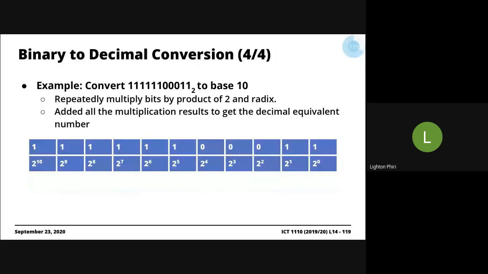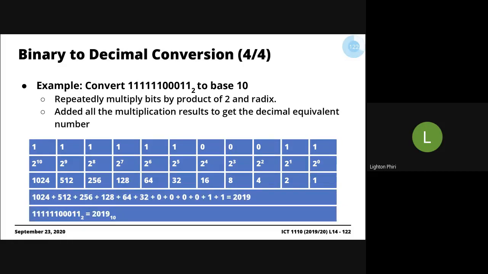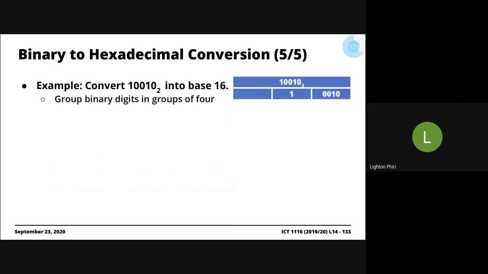Good stuff. Now, here's the thing. This is another method, right? If you remember, when we were converting binary to decimal, what we were doing was repeatedly multiplying. That's what we did last time.